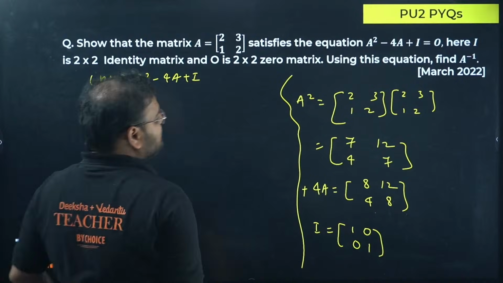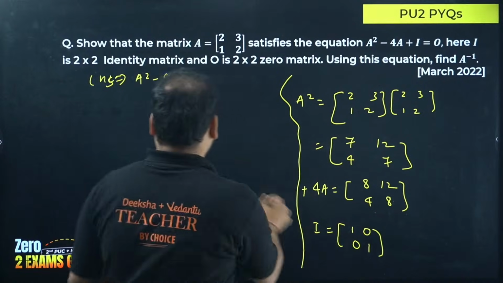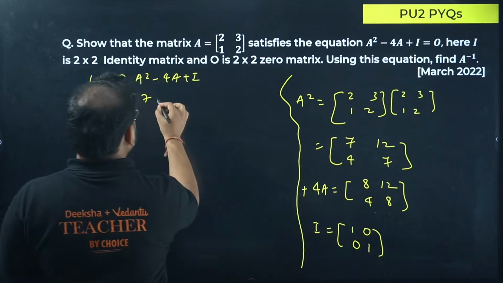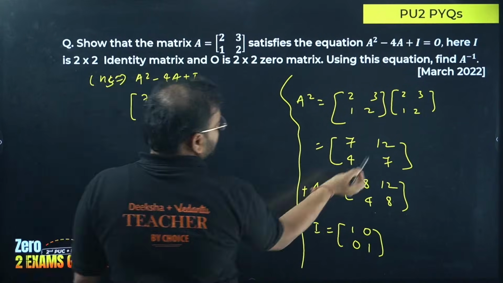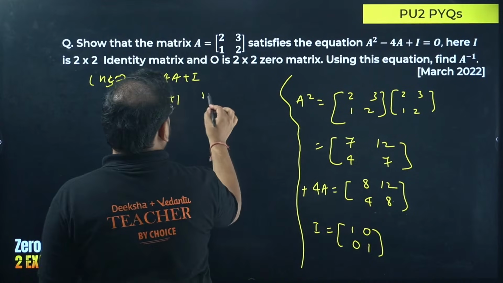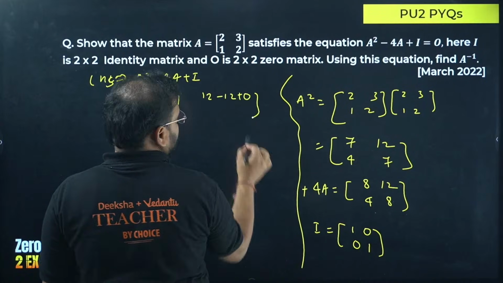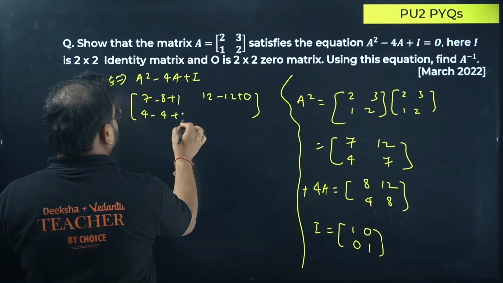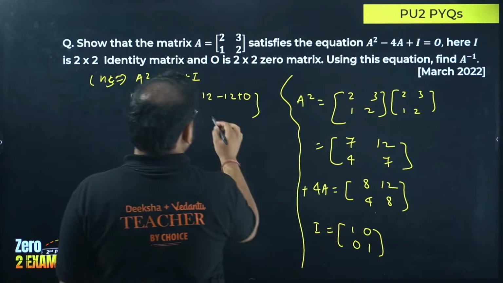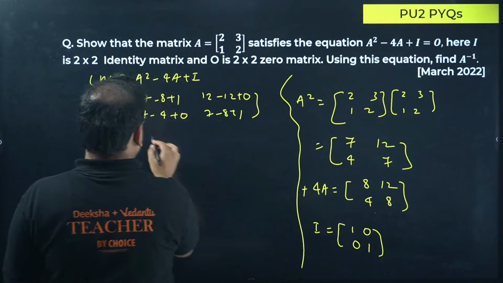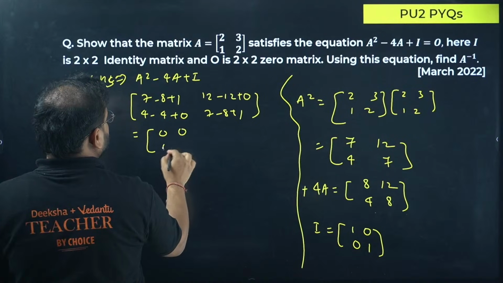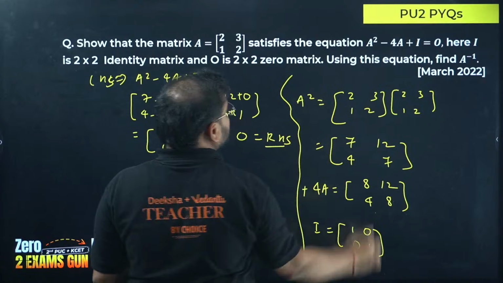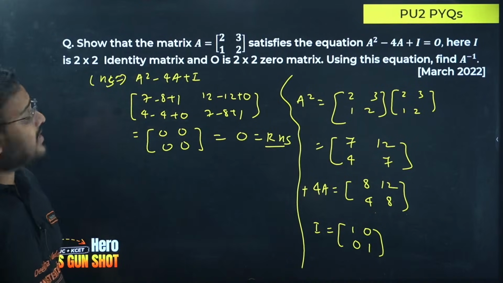Going element by element: 7 minus 8 plus 1. This one, 12 minus 12 plus 0. Next one, 4 minus 4 plus 0. And this one, 7 minus 8 plus 1. Check this out, it's going to be 0, 0, 0, 0. That's your answer, which is nothing but the RHS. So this is proved. Now they're asking us to find the A inverse.